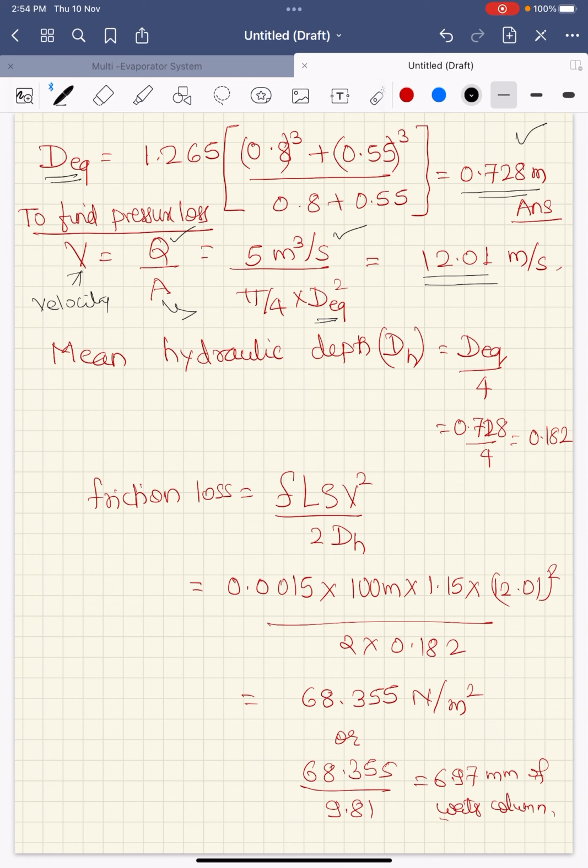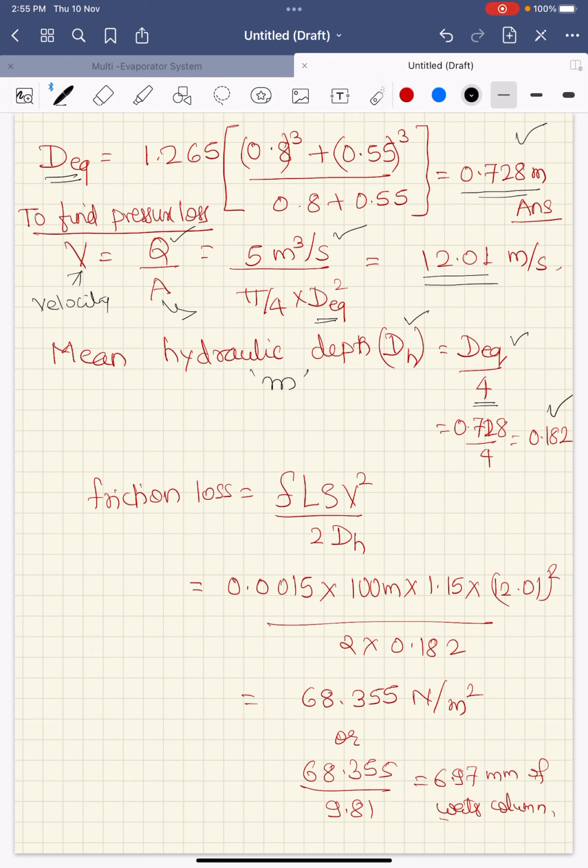Once you get the velocity, we should also find the mean hydraulic depth dH, which for the circular duct is d equivalent upon 4. I am not going deeper into the theory as to what is mean hydraulic depth. That we will discuss in some other video. For a circular duct, the mean hydraulic depth, which is dH, or we can also denote it by m, is d equivalent by 4. Just divide the diameter by 4, and we get dH.